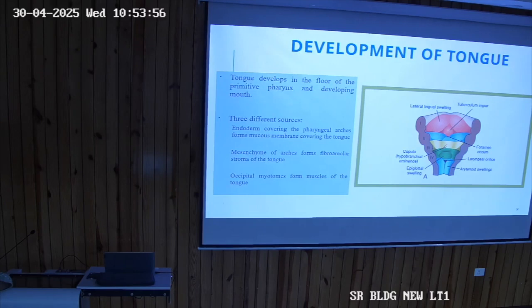Fusion of lateral lingual swelling with the tuberculum impar, they are going to form anterior 2/3 part of the tongue. So anterior 2/3 part of tongue is derived from the first pharyngeal arch because these swellings are formed in the first pharyngeal arch. In the center there is formation of tuberculum impar and laterally there are two paired swellings which are known as lingual swelling. These swellings come towards each other, fuse with each other and form anterior 2/3 part of the tongue.